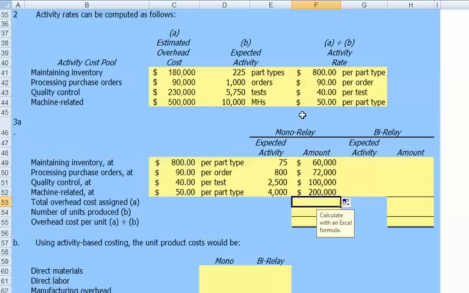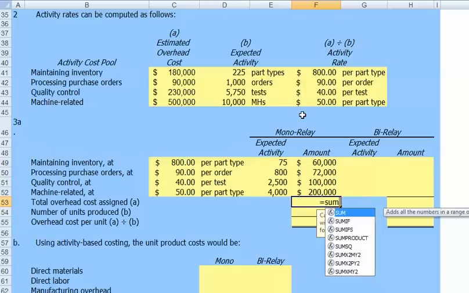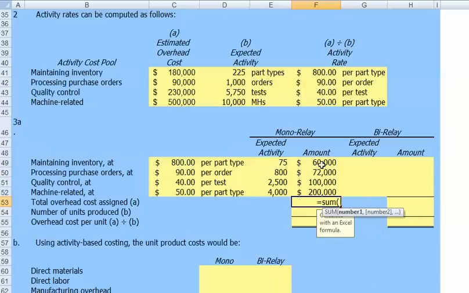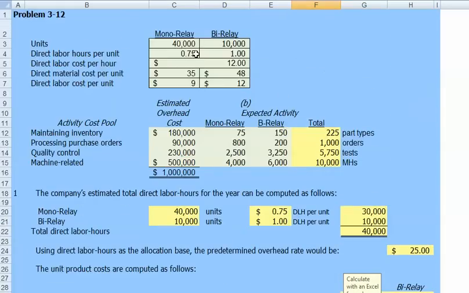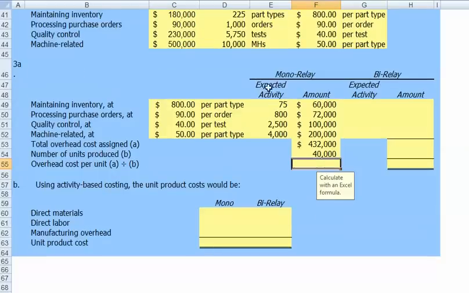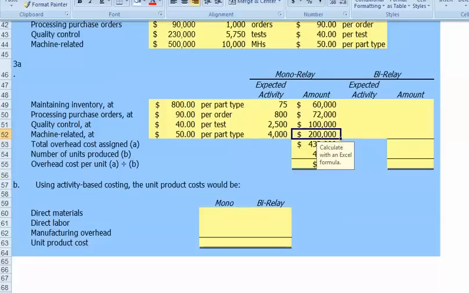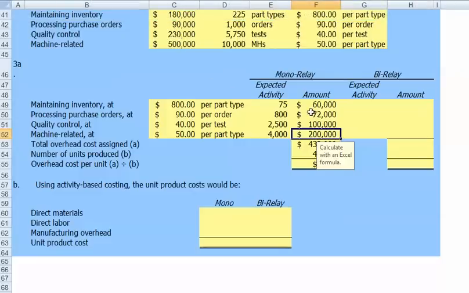The total overhead then will simply be equals, sum those up. The total overhead applied to the mono relay, $432,000. My total number of units for the mono relay, 40,000. So the amount of overhead per unit will be the 432,000 divided by 40,000, $10.80 per unit. And I can always go back in and put back in some of my formatting to pretty it up a bit.